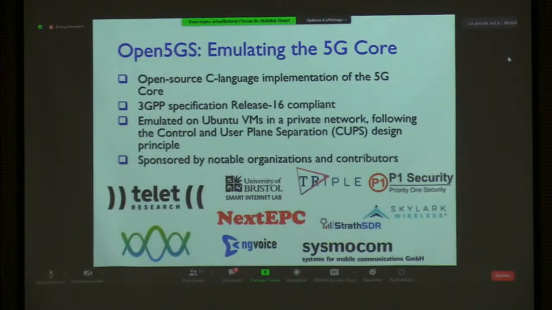Now, why do we use Open5GS? Because, again, we extended Open5GS, as I mentioned, to add the NWDAF functions. Open5GS implements the 5G core, and it's written in the C language. It's 3GPP specification compliant, it can be emulated on Ubuntu virtual machines and in private networks, it follows the control and user plane separation design principle, and it's sponsored by multiple organizations. Another important reason for choosing Open5GS is the licensing. The license is AGPL 3.0, which gives legal permission to copy, distribute, modify, etc.